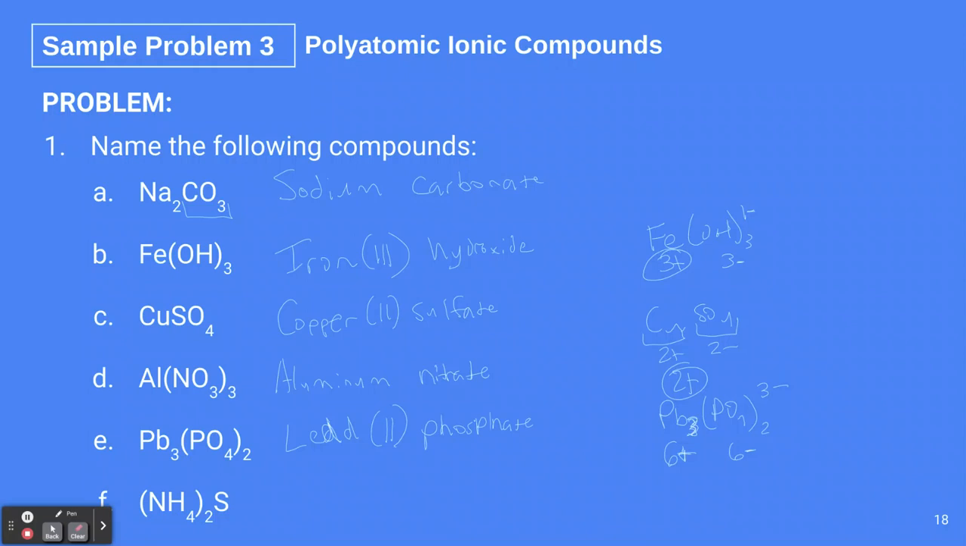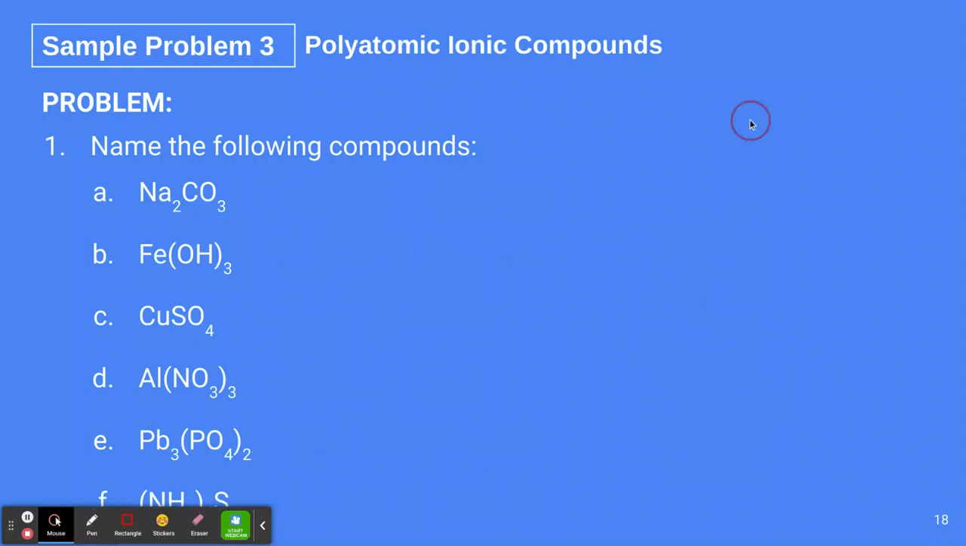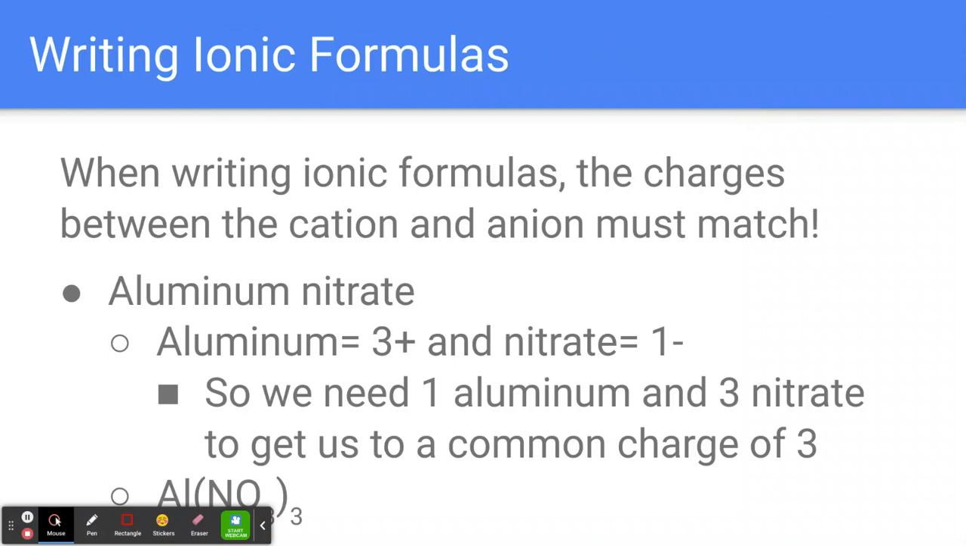And then this last one, ammonium just gets its name. And then that S all by itself just gets sulfide, just like its old rule that we just talked about. All right, so that was how to name ionic formulas.